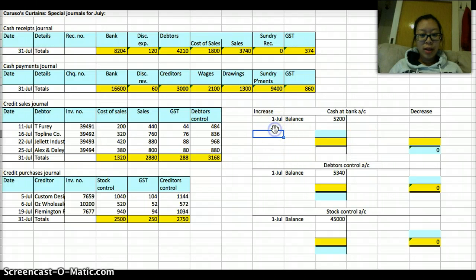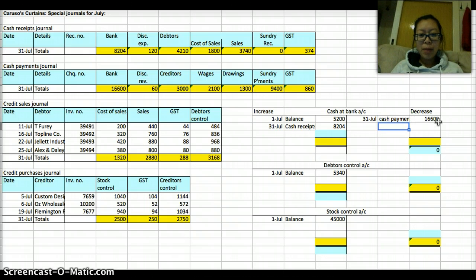So we're going to put always the last day of the month in a general ledger. We're going to post the total, so 8204. And this number is made up of a number of receipts: debtors, sales and other things, GST. So we're actually going to call that cash receipts. On the other side we have what decreases the bank. So coming from the cash payments journal, which column do we use? We'll use the bank column again. So this time we've made total payments of 16,600 and it's to cash payments.